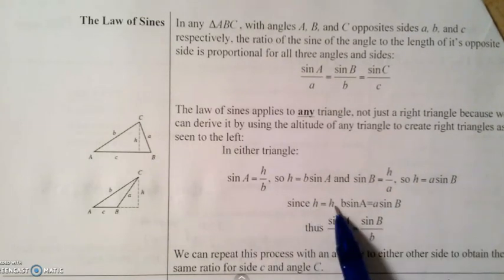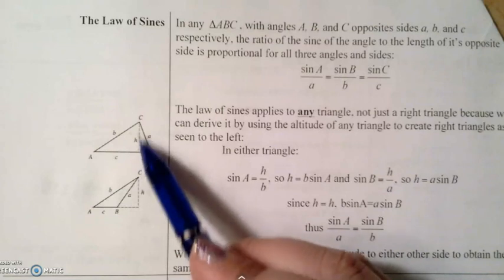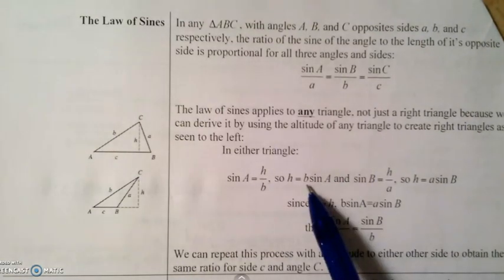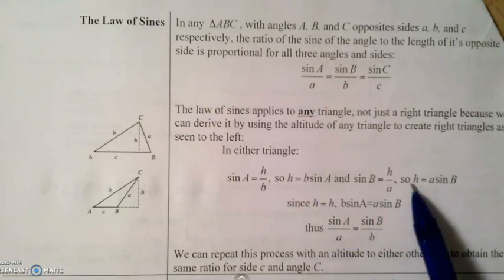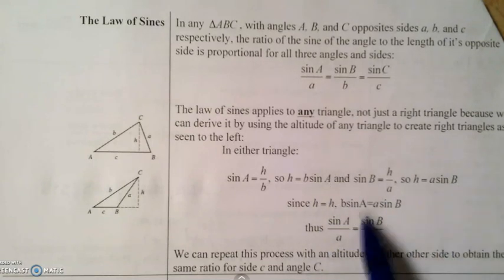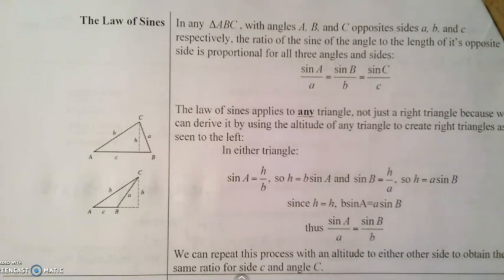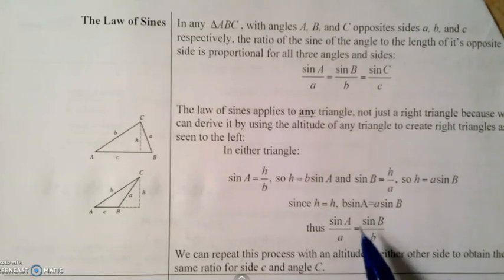And since h equals h, the height of this triangle is the same as itself, that's the reflexive property, we can set up that b times sine of a equals a times sine of b, and then solving that for the proportion. So using all of those properties from geometry and trigonometry together to get this law of sines.